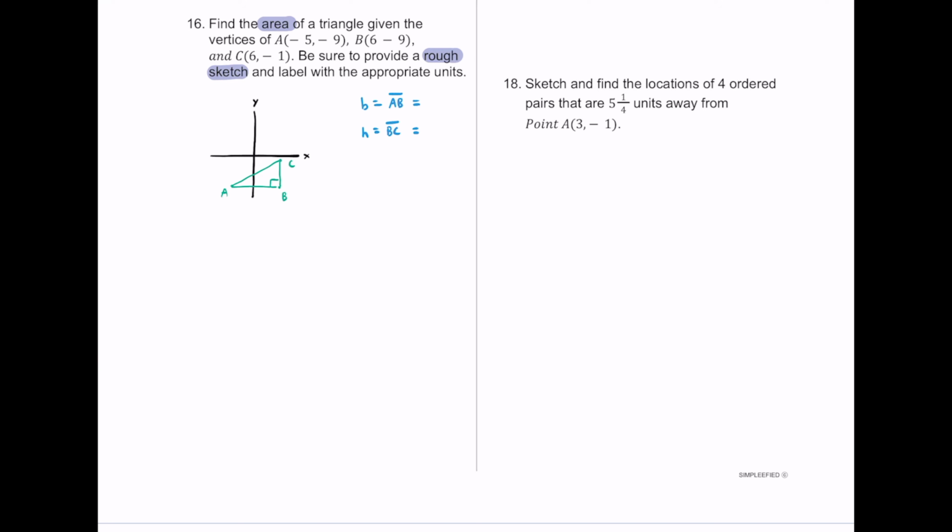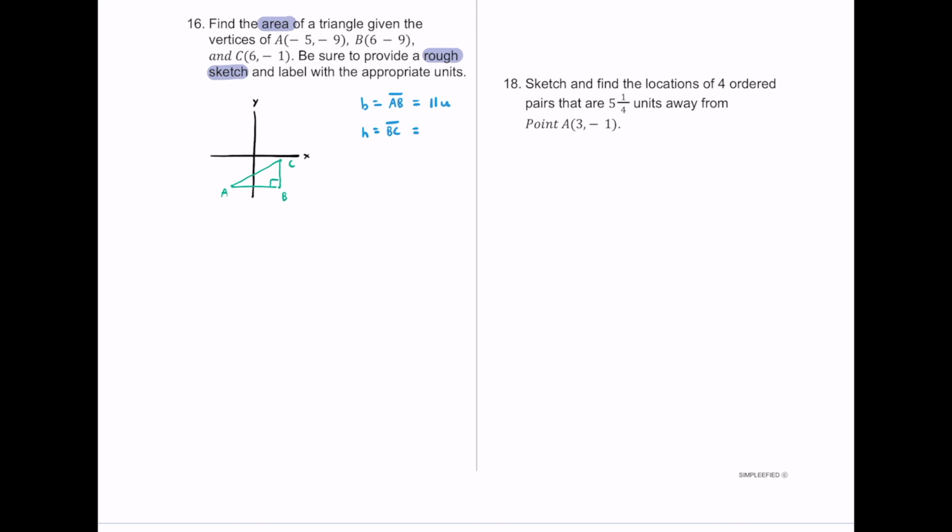So let's figure out the distance between A and B. So A and B looks like they have matching Y coordinates. So let's see how far apart is -5 from 6. Well, they're in opposite quadrants, or different quadrants. And so add their absolute values. 5 plus 6 is 11. So a lot of 11s here. So we're going to get 11 units. That's going to be the base here.